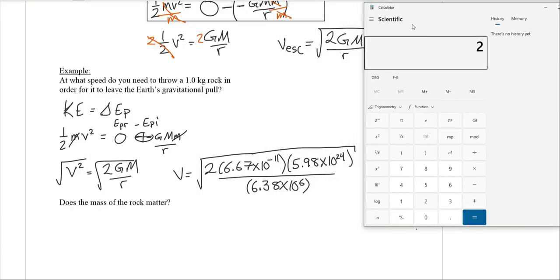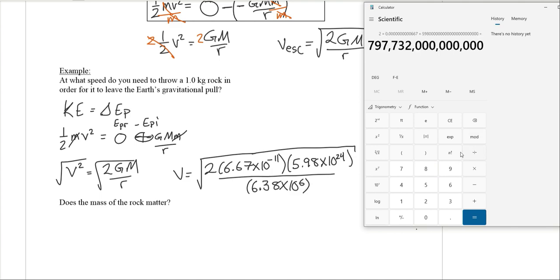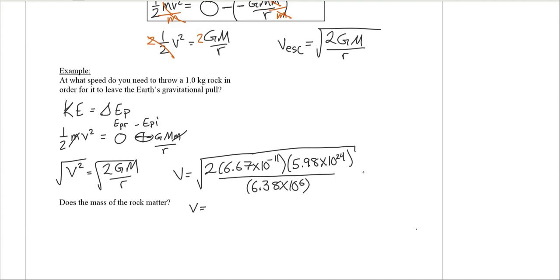So this is 2 times 6.67 times 10 to the negative 11 times 5.98 times 10 to the power of 24, and we are dividing that by 6.38 times 10 to the 6, and we want to take the square root of this whole thing. And it seems that if you want to throw something outside of the gravitational field, outside of Earth forever, you're going to have to throw it at approximately 11,200 meters per second.